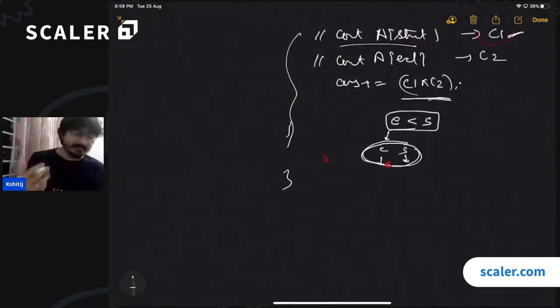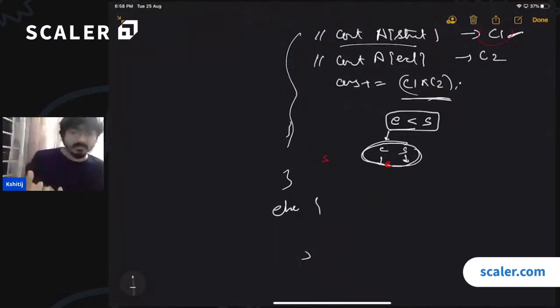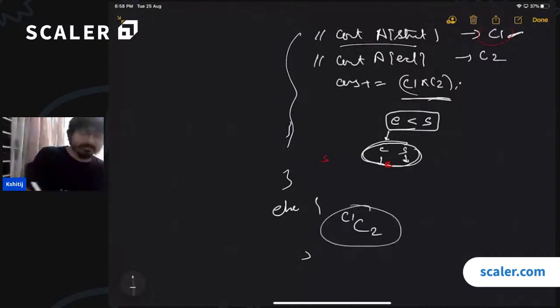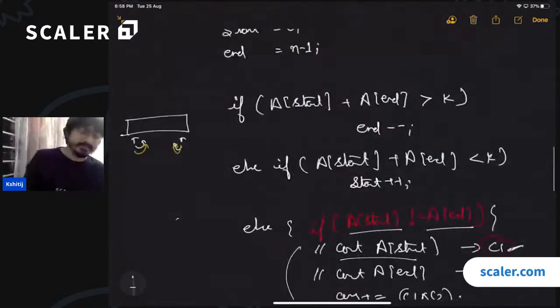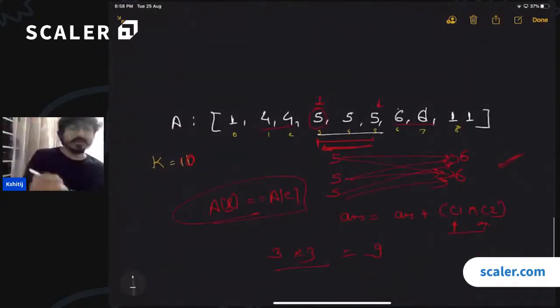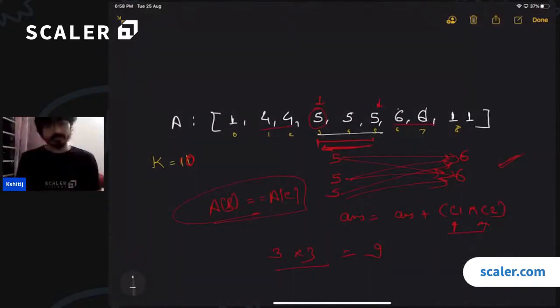If A of start is equal to A of end, in that case, you just count the number of occurrences of that number, and count C2. This is going to be the answer. Okay. So you will calculate count C2, because if you have three fives, you have to count the number of ways in which you can choose two fives out of these three. That is going to be the answer.